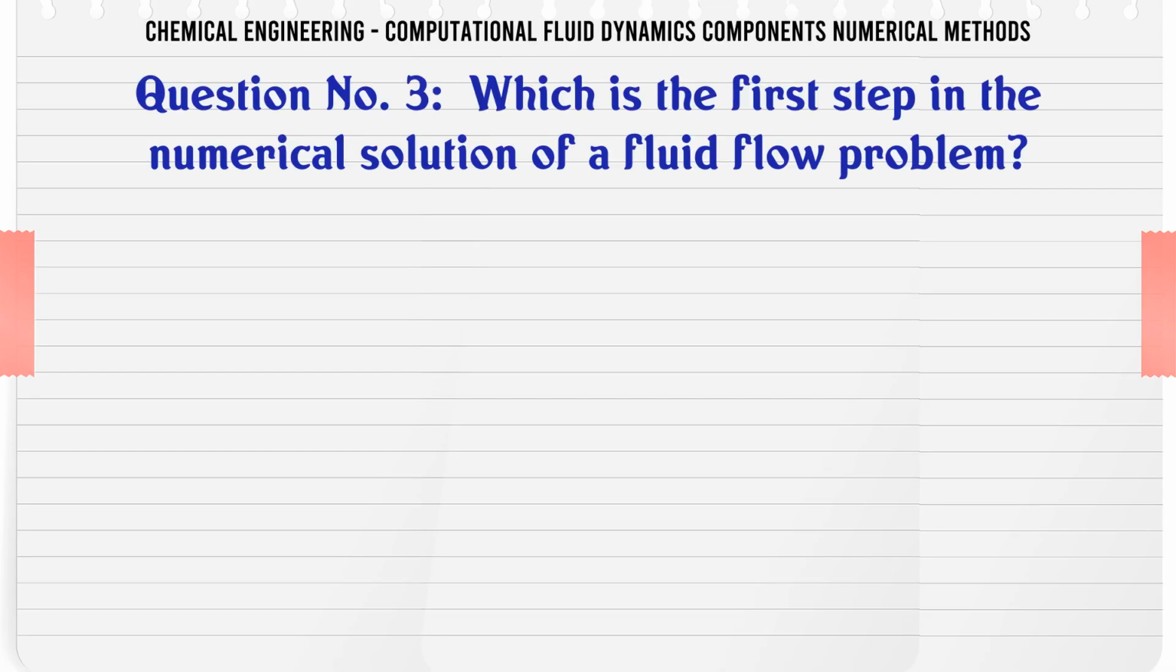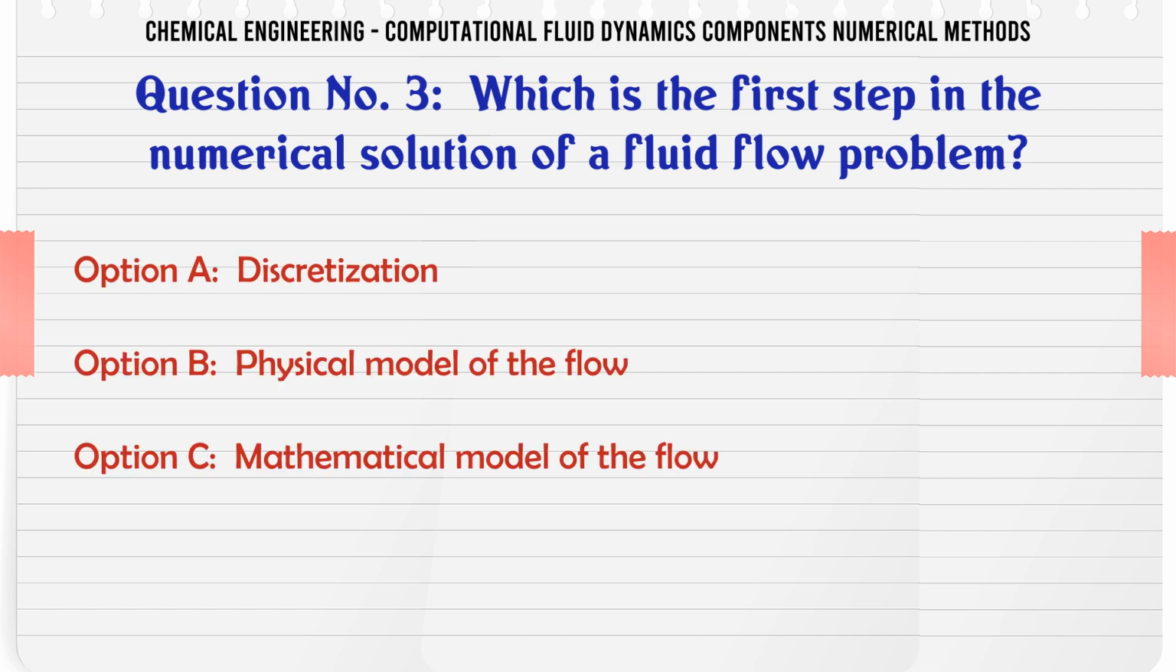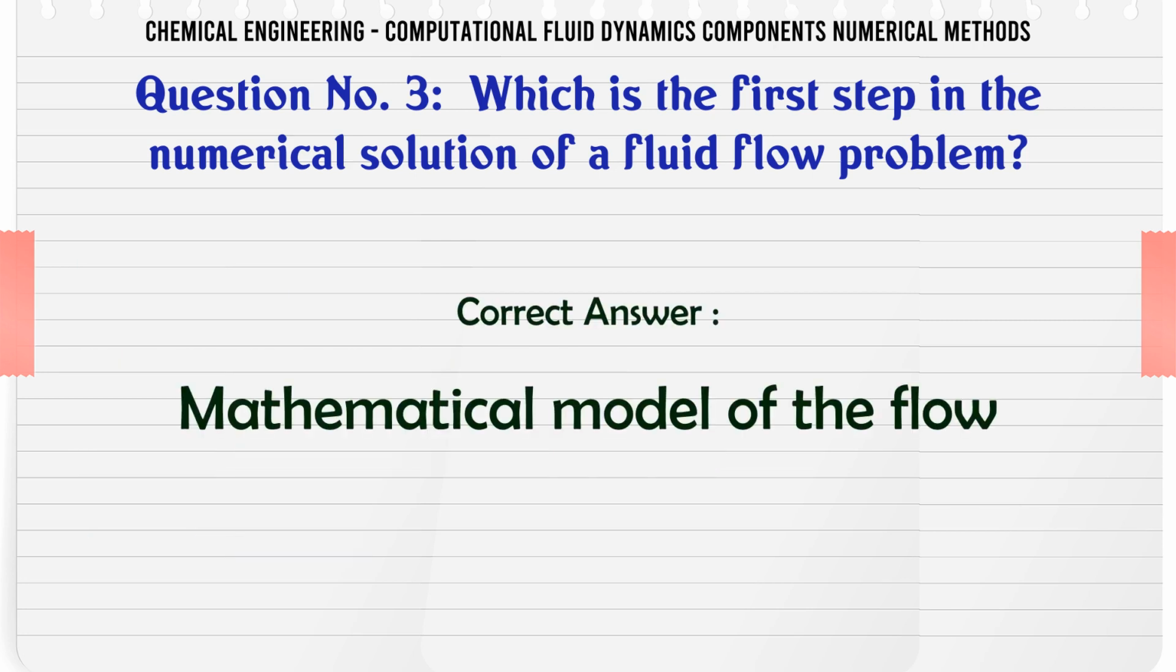Which is the first step in the numerical solution of a fluid flow problem? A. Discretization. B. Physical model of the flow. C. Mathematical model of the flow. D. Iteration. The correct answer is mathematical model of the flow.